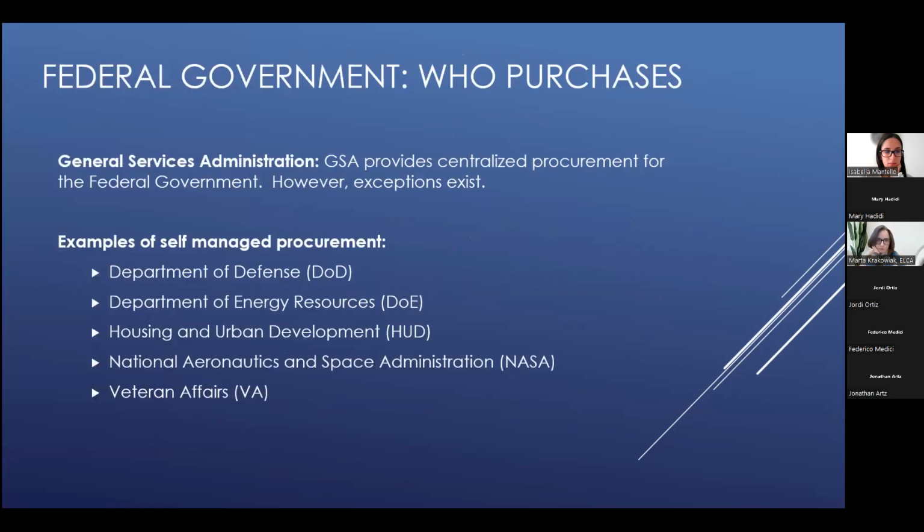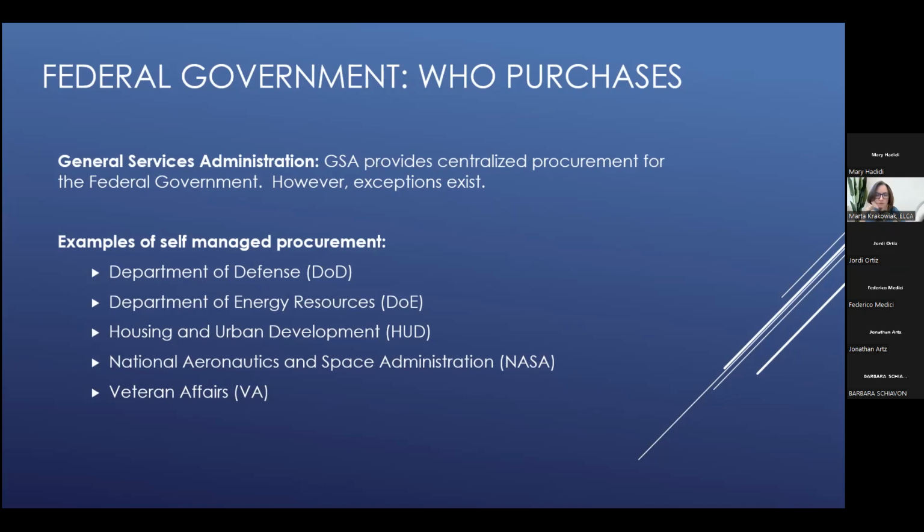So the federal government, who purchases? So it is one big entity, Uncle Sam, but there are different agencies within the government that can do the purchasing. One that we'll become familiar with in this training is called the General Services Administration, sometimes referred to as the GSA. So if I start using letter acronyms here, and if you ever need me to clarify that, please let me know. Sometimes it can be a bit of an alphabet soup here.